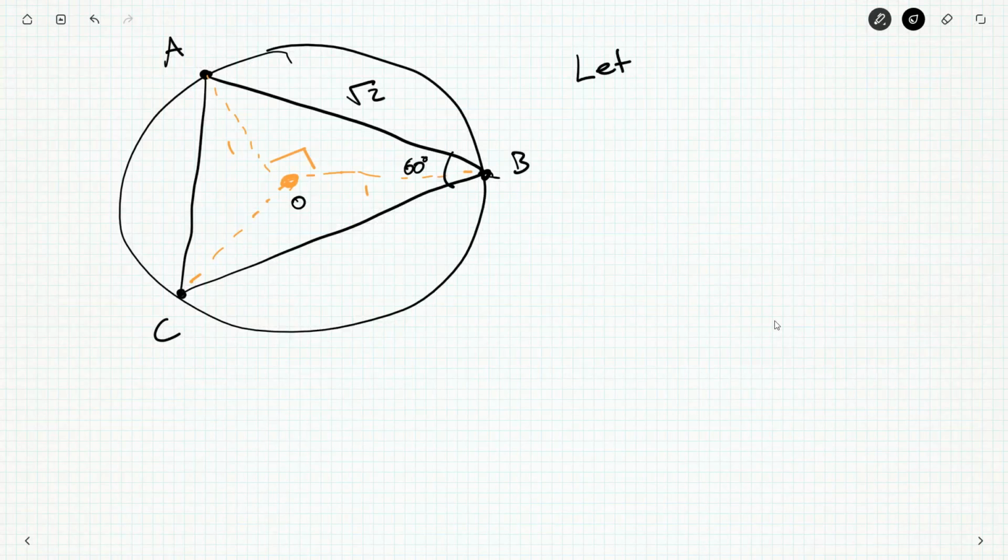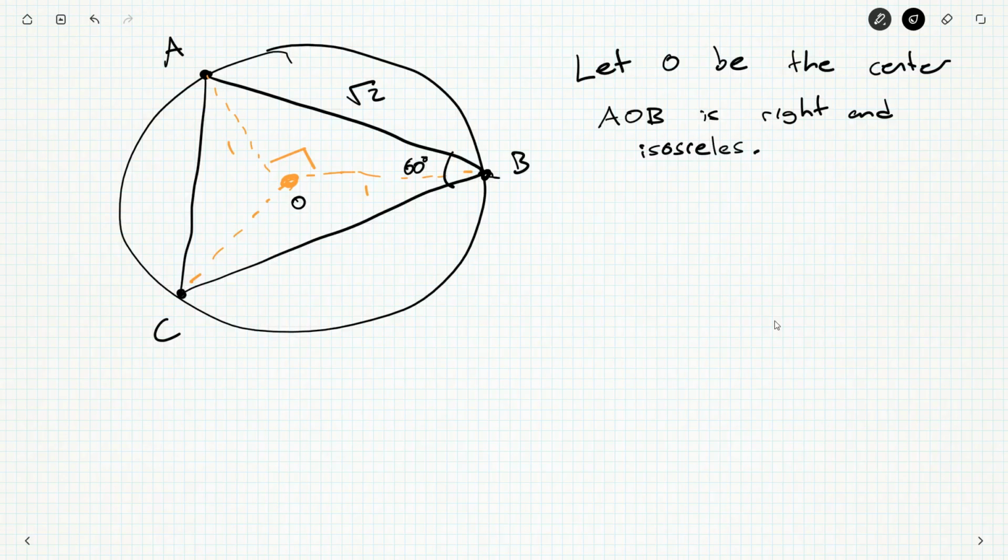Okay, so I'll say something like let O be the center, because we have to explain what we're doing. So let O be the center, AOB is right angled and isosceles. For verification, it's clearly isosceles, but if you wanted to double check that it is right, AB squared is indeed AO squared plus OB squared. 2 is 1 plus 1. Okay. So, yes, we have a right angle here. I don't know if that's actually going to help.